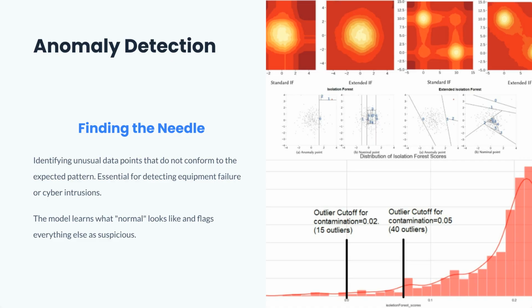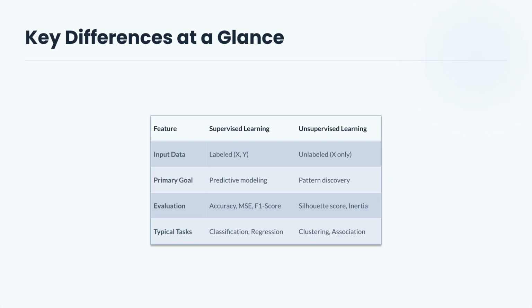Anomaly detection is another use case for unsupervised learning, focusing on finding the needle. The model learns what normal data looks like and flags everything else as suspicious, which is vital for detecting cyber intrusions. At a glance, the key difference is the input data.